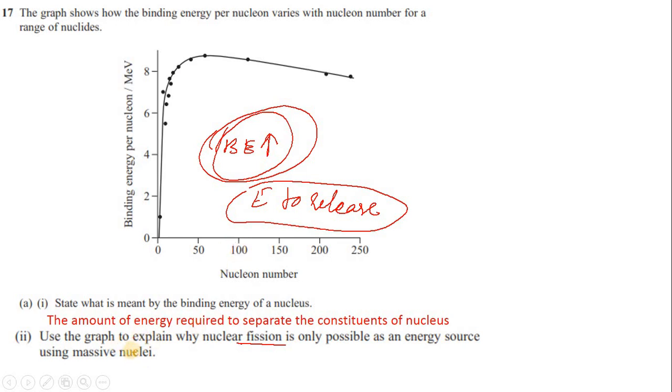If you talk about fission in lighter nuclei, it is not possible. The lighter nuclei can only fuse together in order to increase the binding energy. That's why these two processes are energy sources.